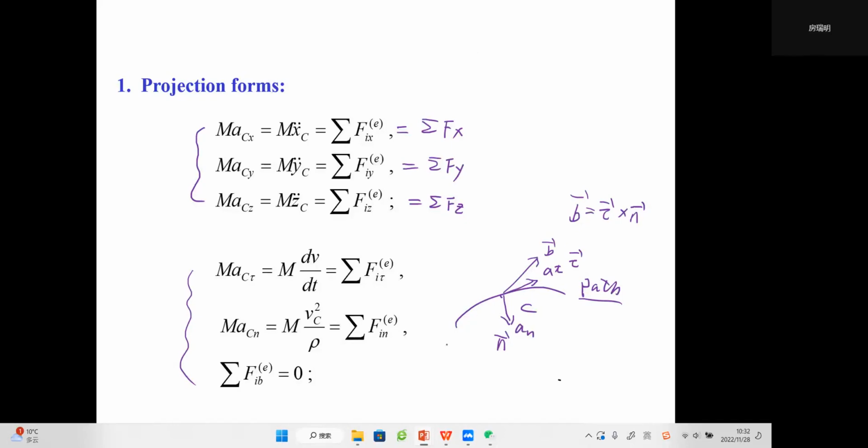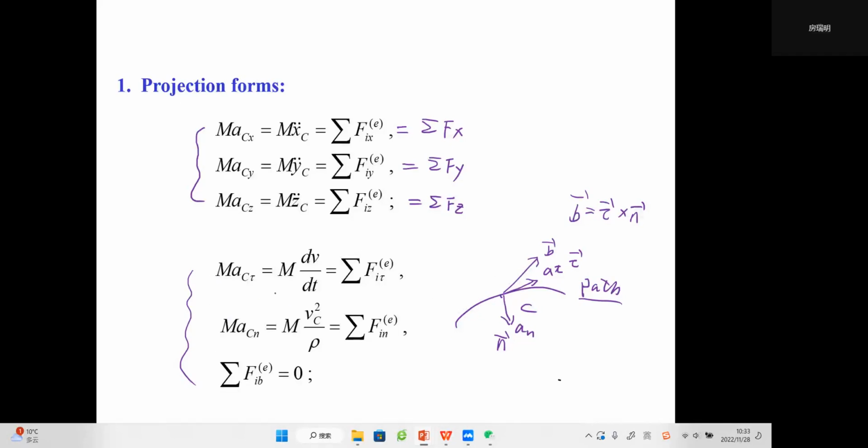Because the acceleration of a particle at the mass center of the system only has two components, along tau and n respectively, there is no component, or zero component, along b. So we have this conclusion.